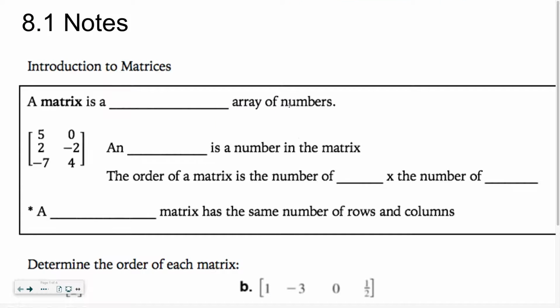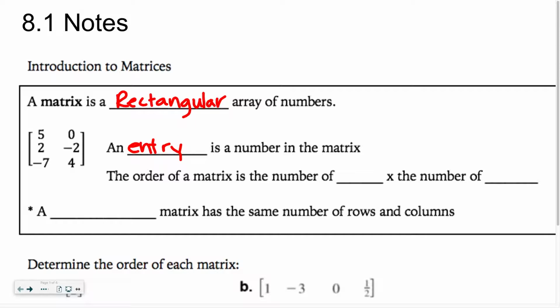A matrix is a rectangular array of numbers. And you can see there's an image of a matrix right here. All of these numbers that are in the rectangular array, those are called entries. So an entry is a number in the matrix.